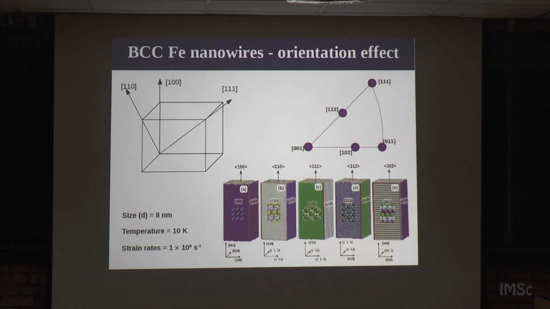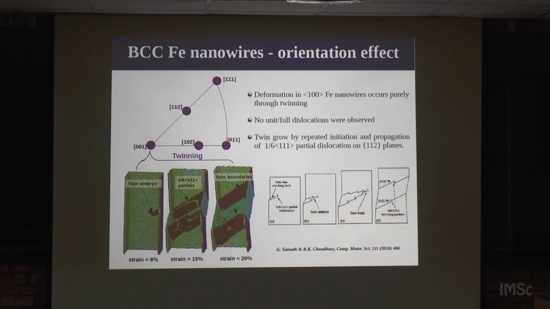All the nanowires are perfect, defect free, without any defect inside, and we have chosen the orientations such that they cover all the edges of the stereographic triangle. Any point in this triangle represents a specific orientation of a single crystal. We have chosen these orientations of iron nanowires, all with a size of around 8 nanometers, at a low temperature of 10 K. Here you can see the deformation at the 001 orientation.